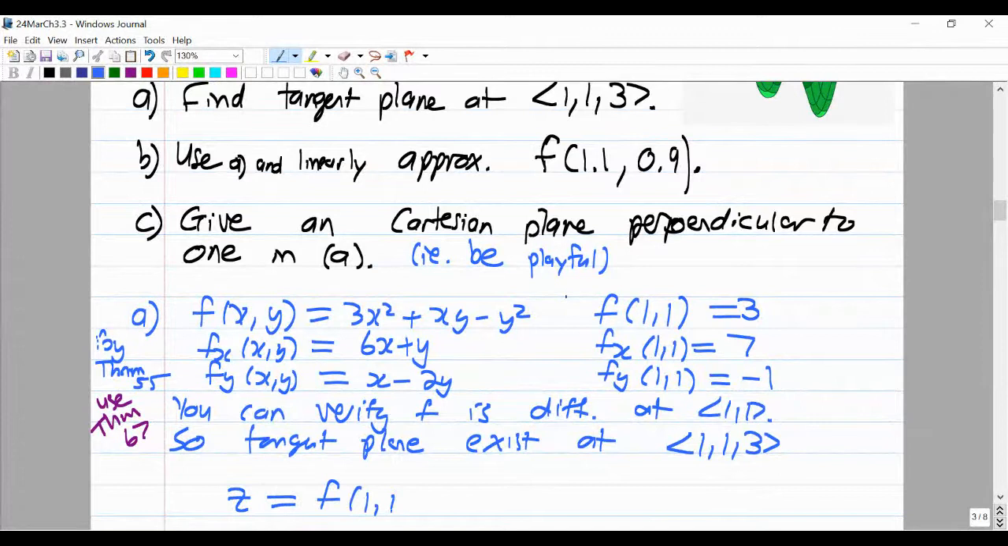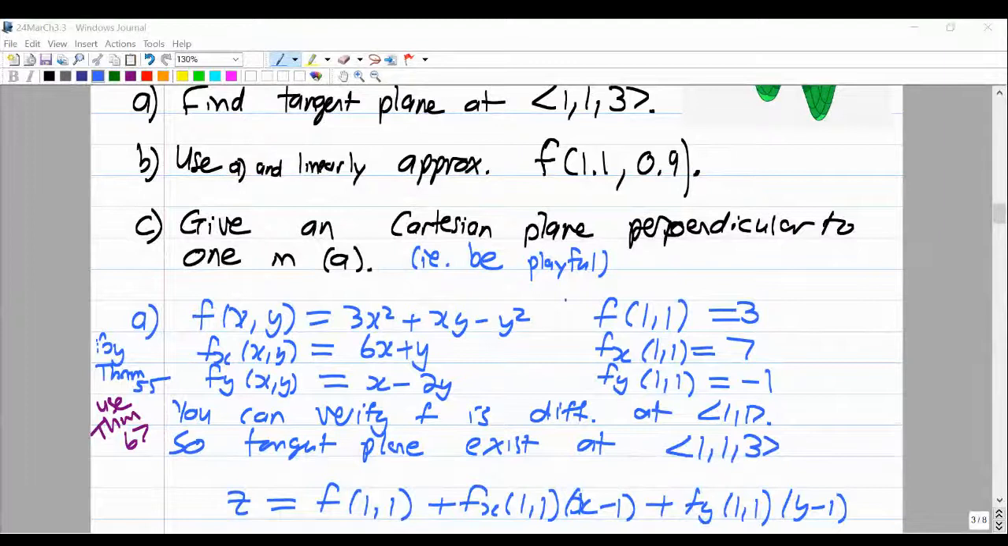So z is f at the point plus f partial x at the point times (x minus 1) plus f partial y at the point times (y minus 1). Can I get a smiley face that you see why I wrote down the function at the point, f_x at the point, f_y at the point. All right. And now we know that the function is differentiable at the point (1, 1), so the tangent plane exists. And so we end up getting this.